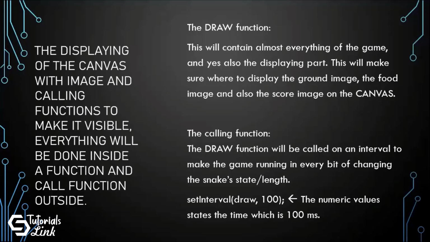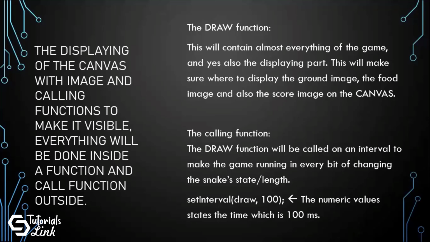So the next is the displaying of canvas with images and calling function. To make it visible, everything will be done inside a function and called outside. So basically, we have loaded the images, we have mentioned the function, but how will we draw it? I mean, how will we call it? For this we will use two functions, the draw function and the call function.